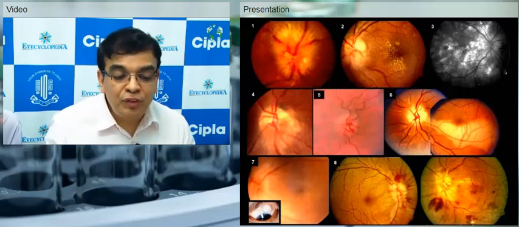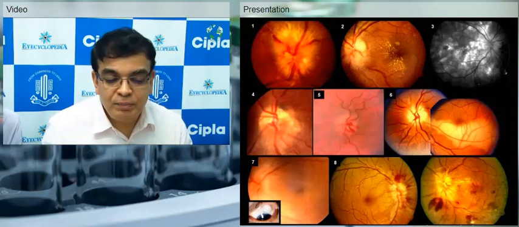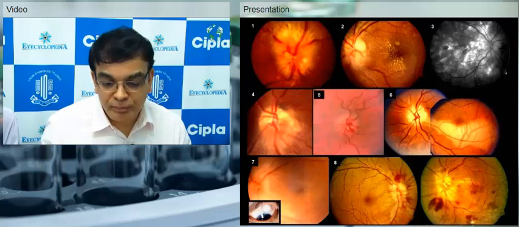Case 4, very, very classic appearance. You have the upper part of the disc which is pale. The lower half of the disc is edematous and hyperemic. There is only one diagnosis for this, which is non-arthritic AION.